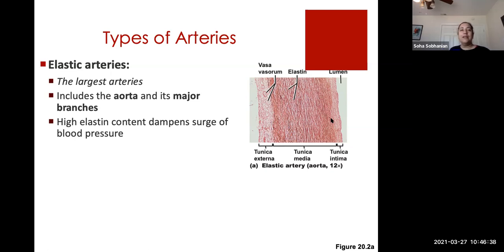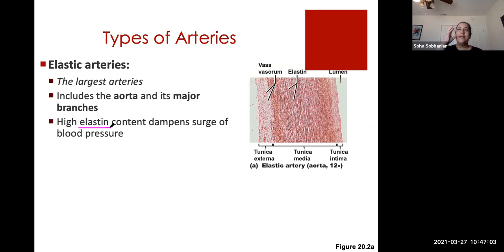So the largest arteries we have in our body are called elastic arteries. And these are like your aorta, you've probably heard of it, or other major branches that come off of your aorta. They have high elastin, which basically is a protein fiber, and it again helps with maintaining your blood pressure. That's all you need to know.